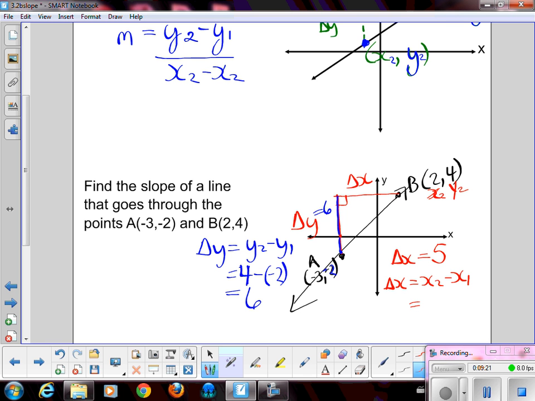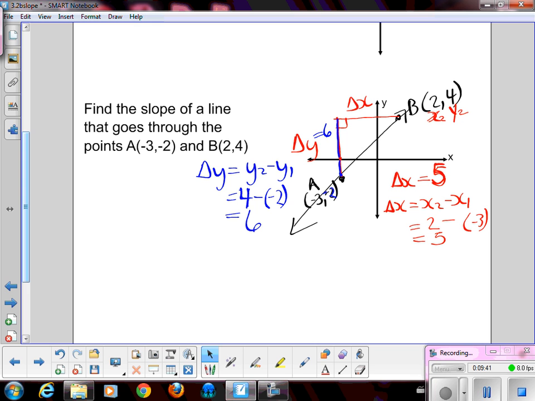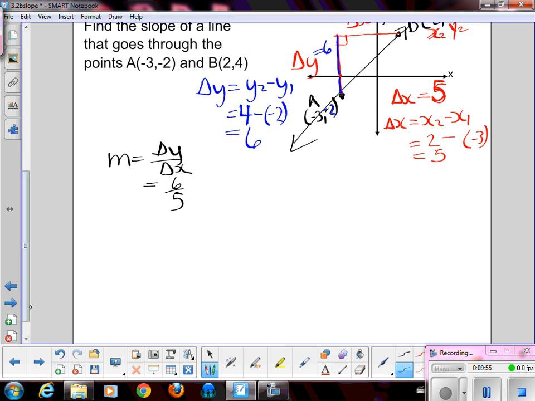So what we end up here having is x2 is 2, and we're subtracting a -3. So when I do that, I end up with a +5, which is what we ended up with when we counted the squares. So if I actually do it, then I can see that I get my slope equaling delta y over delta x, which equals 6/5. Okay, now let's actually formally do it with the slope formula, and this is what you would do. I wouldn't need to graph it. I would write down my formula.